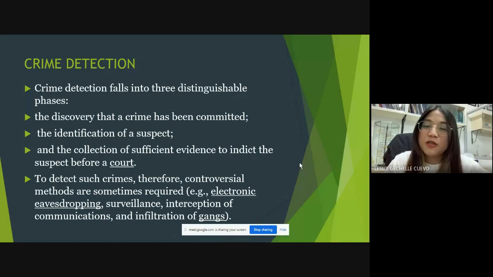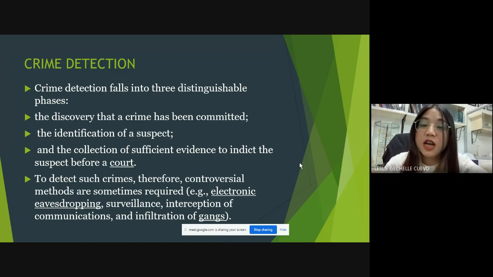So crime detection falls into three distinguishable phases: the discovery that a crime has been committed, the identification of a suspect, and the collection of sufficient evidence to indict the suspect before a court. Remember, you cannot file a case without sufficient evidence, especially kapag sinabi ng prosecutor, hindi pa sapat yung ebidensya na nakuha mo. Crime scene, kumuha ka ulit ng ebidensya o kaya tuloy mo muna yung investigation mo kasi kulang pa ito. Hindi ito sapat para masabi natin kung talagang may krimen na nangyari o para maipanalo yung kaso, hindi man maipanalo, maisampa na lang yung kaso.